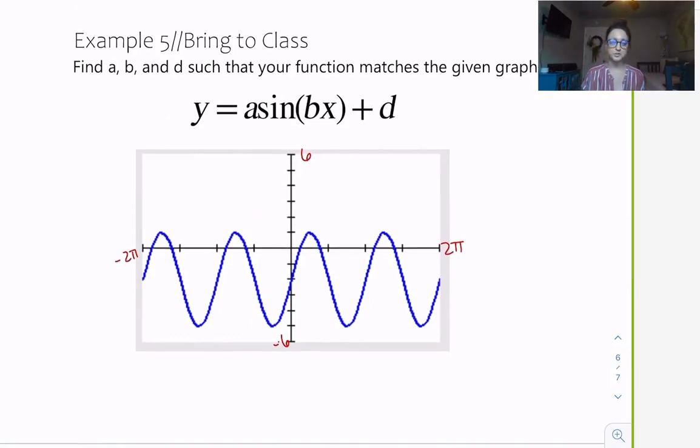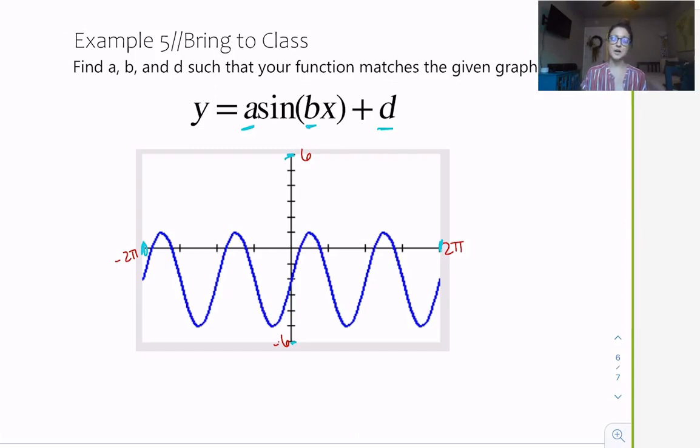Okay, so last example, I would like for you to bring this to class. I'm going to force a pause on your screen, but if it covers too much of your screen, just hit continue and pause it on your own. I would like for you to figure out what could A, B, and D be in order to produce the graph on the screen. So notice that here is -2 pi, this is +2 pi, this is 6, and that's +6. All right, so see if you can figure that one out.